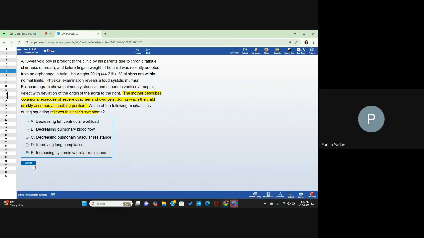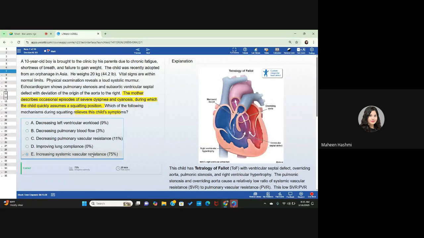Increases the systemic vascular resistance. Yes. So we know that squatting will increase systemic vascular resistance, which will cause a decrease in the right to left shunt, right? So it will decrease the right to left shunt because of an increase in SVR, and it will improve cyanosis. With what syndrome is it associated? Tetralogy of Fallot.